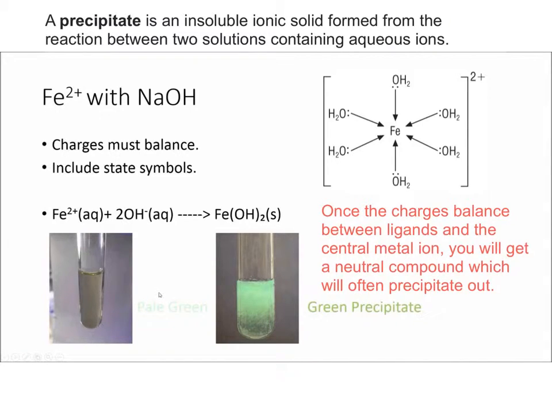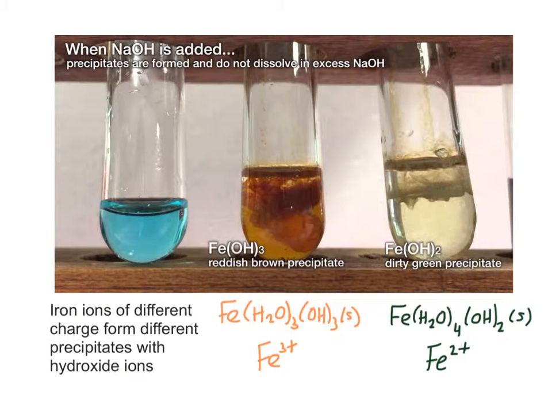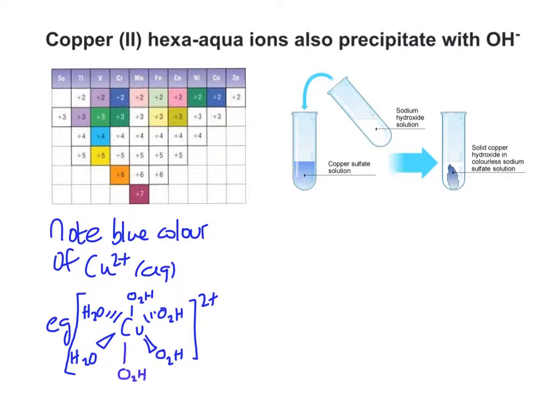You can see that clearly from the photograph underneath where it says Fe(OH)2 solid. So staying with iron ions, in aqueous solution, when they form precipitates from their hexa-aqua ions, the iron ions of different charge form different precipitates with hydroxide ions. So if you look carefully, you can see not just the different colours that you get, but also the number of hydroxide ions that are substituted before a precipitate is formed.